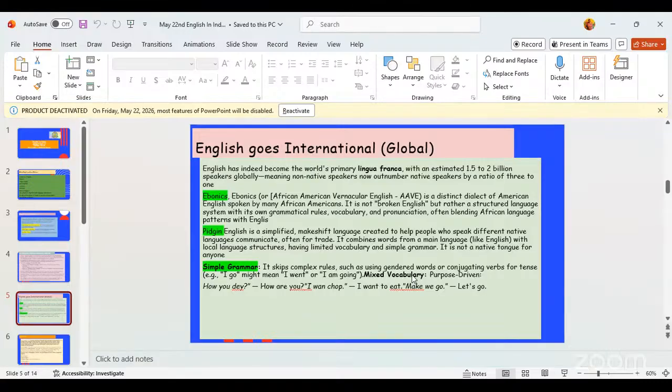The mixed vocabulary here is purpose driven. How you day? That means how are you today? And I want chop means I want to eat. Make we go. Let's go. This is how the different pidgin languages are spoken.